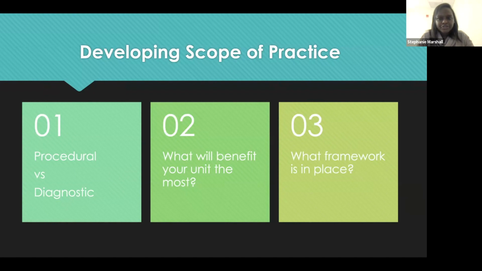So for procedural-based ultrasound, we are building competency with using ultrasound for this procedure that you already know. Versus diagnostic evaluations that can change clinical management, can change what you're doing with the patient. This requires further credentialing. And then number two, what will benefit your unit the most?